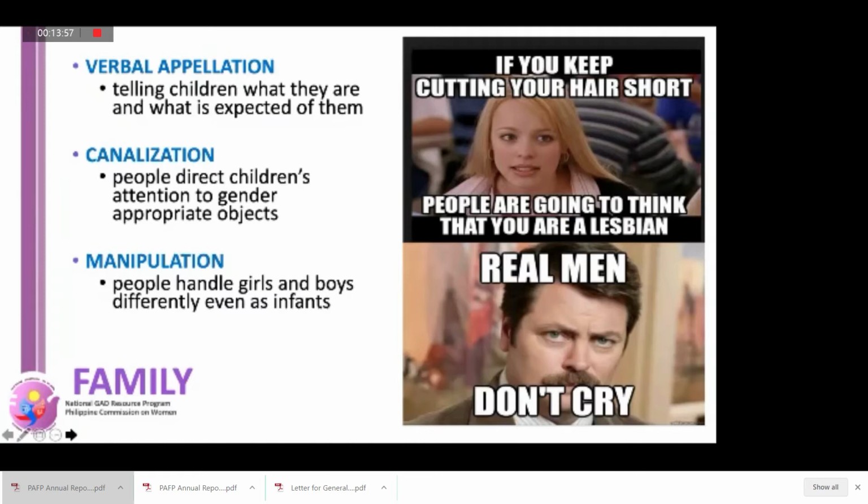So color, blue, red, black for boys, no? For females, always yellow, purple, pink, ganyan. But in reality, wala naman talagang koneksyon, ang color sa kasarian. Alright? So yan, manipulation. People handle girls and boys differently even as infants. So this pertains to the concept that malikot, ay lalaki yan kaya malikot. Tahimik lang yan. Ingat ka dyan kasi babae siyang baby, ganyan. So these three processes are just a few of the ways how gender is socialized within the family setup.